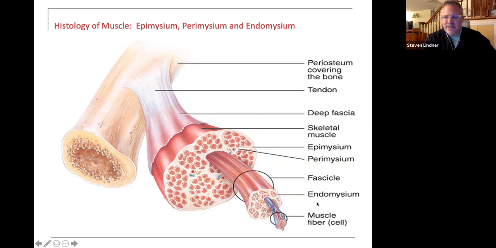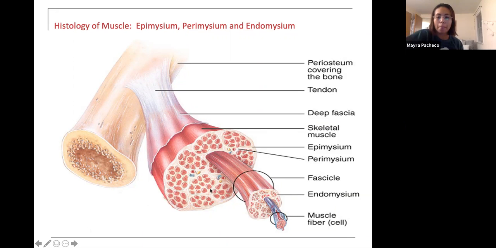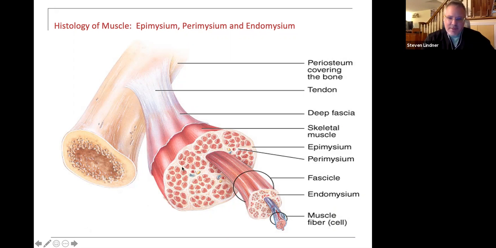And this small little muscle cell is surrounded by an endomysium. And a bunch of these endomysiums come together and form what's called a fascicle. And each of these fascicles that we see here is surrounded by a perimysium. So this would be a perimysium. Around here would be a perimysium. Around here would be a perimysium. When we take a bunch of these groups of fascicles that are surrounded by perimysium, we take this entire structure that's surrounded by epimysium, going around the entire outside.